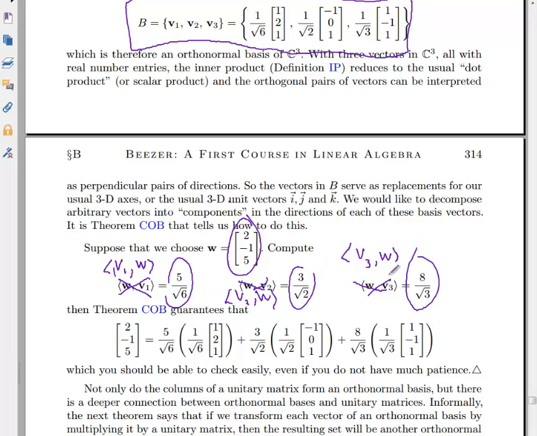And these inner products are exactly the coefficients I need in the linear combination. Now, that's not something that's obvious. That's something that we'll be showing shortly. But that's the nice thing about orthonormal vectors: if you have an orthonormal set of vectors, and you want to express another vector in terms of those, all you have to do is take the inner products, and they give you the coefficients. Okay?